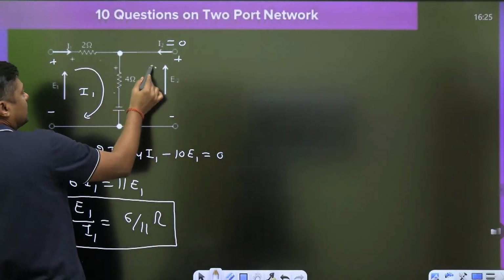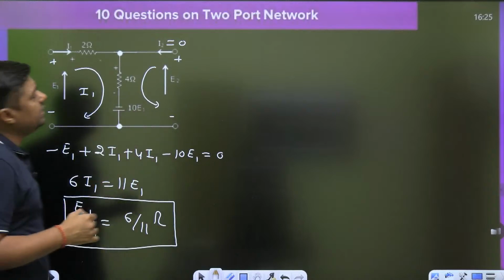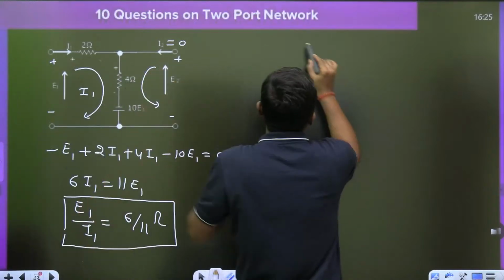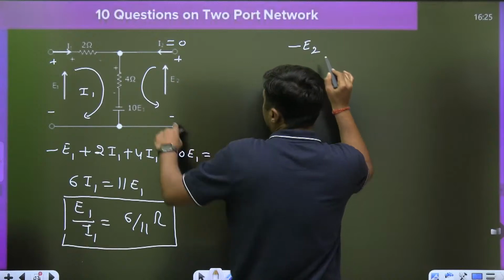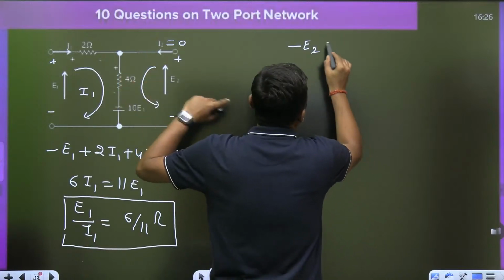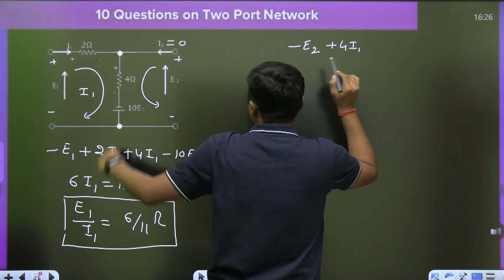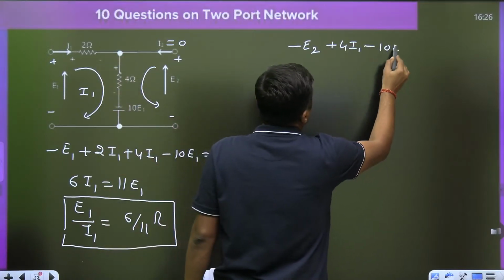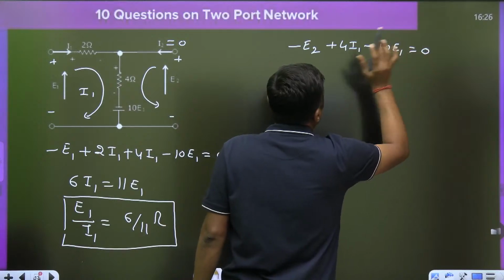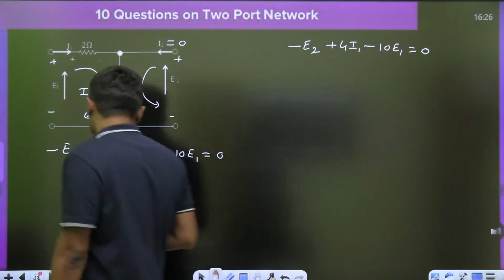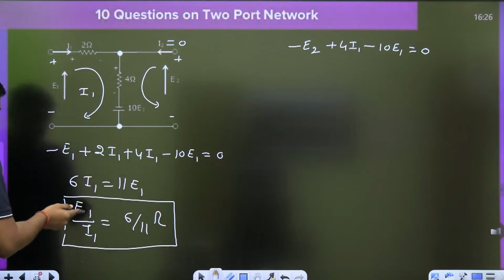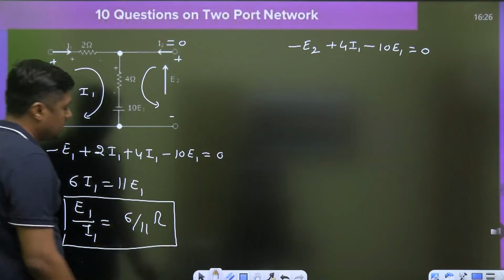To write down the KVL in this loop, you can write E2 minus E2, plus 4 times I1, because the current is I1, minus 10 times E1 is equal to 0. The condition is the same, I2 is 0. So from this you can say E1 is equal to 6 by 11 times I1.